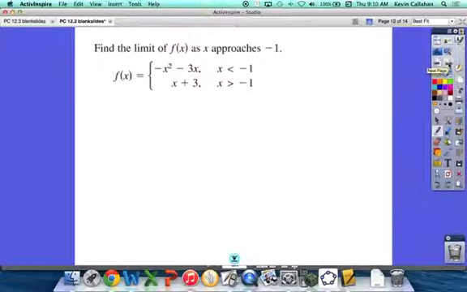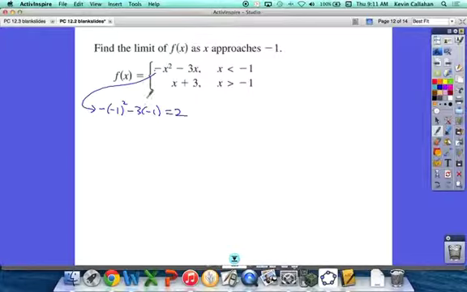Okay, so here's another one. Find the limit of f of x as x approaches negative 1. And again, they've defined it in 2 different expressions covering 2 different parts of the domain, less than negative 1, greater than negative 1, but not at negative 1. Now if this thing is going to have a limit, these both better be pointing to the same point. So before we get started, let's just plug in x equals negative 1 in both expressions and see what we get. For the first expression, we're going to get negative 1 squared minus 3 times negative 1, which is negative 1 plus 3, which is 2.